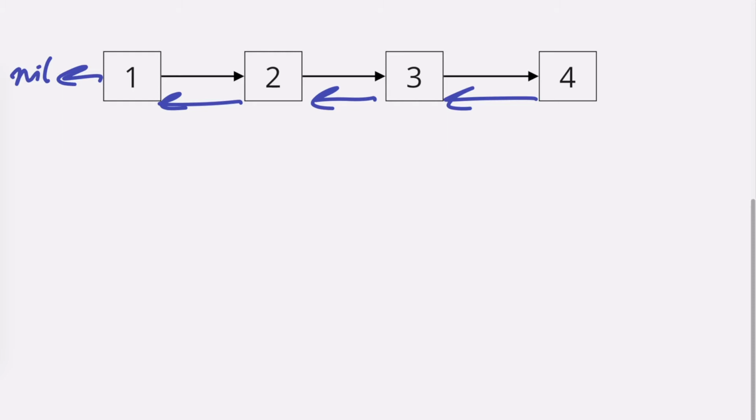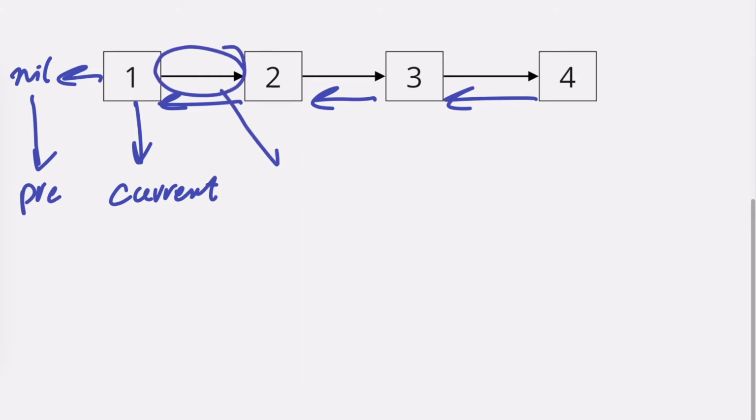We just keep the reference of each next object and each current object. For example, 1 is now our current object, and the nil behind the 1 is going to be the previous object, and we always have to keep a reference of the next object.